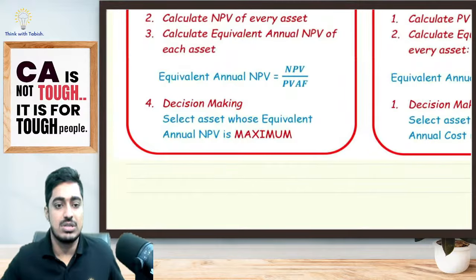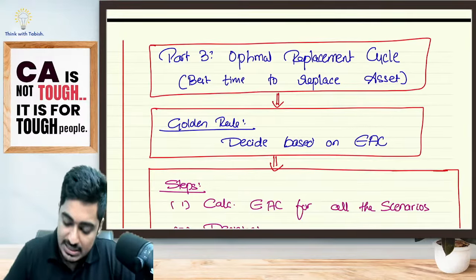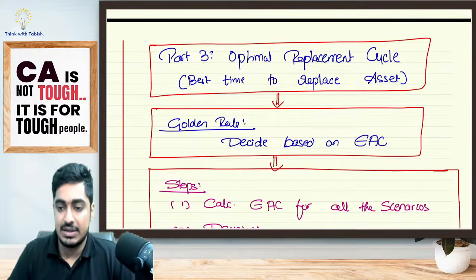Yes or no? Give me a confirmation. This is also over. Yes, then comes the final thing, which is optimal replacement cycle.